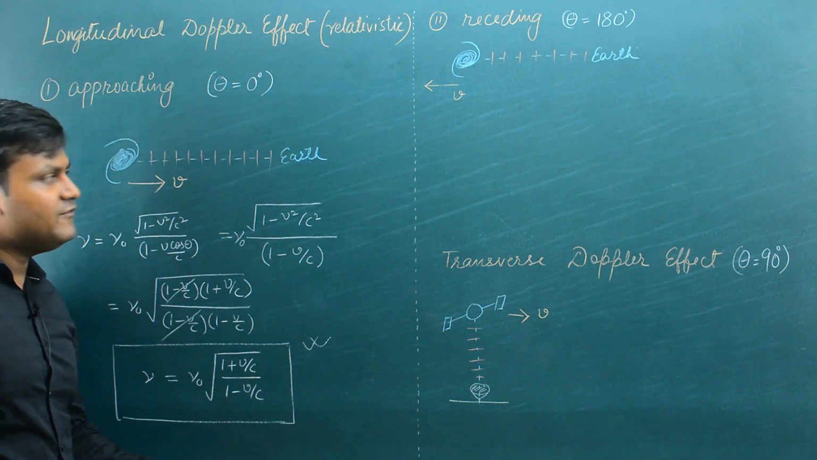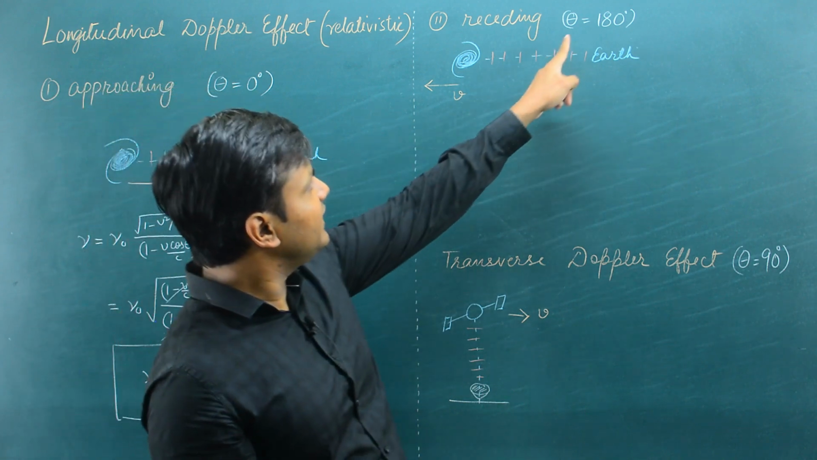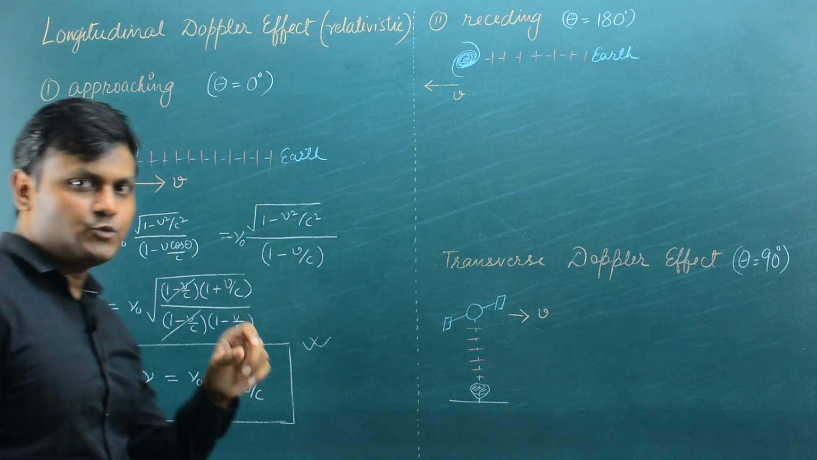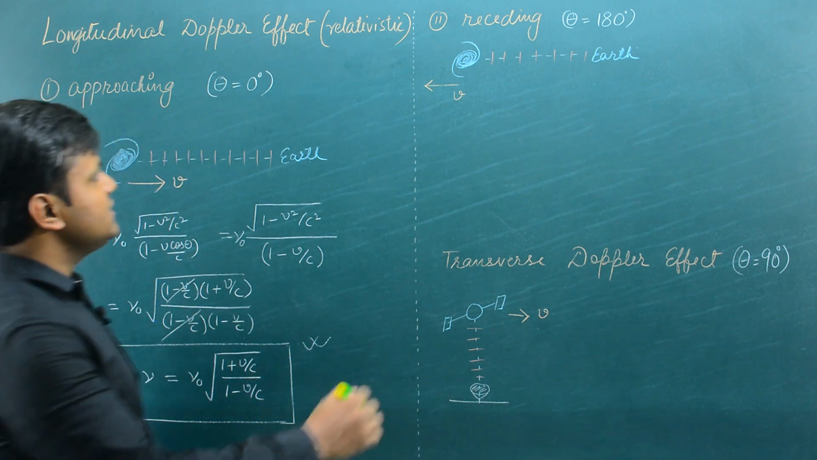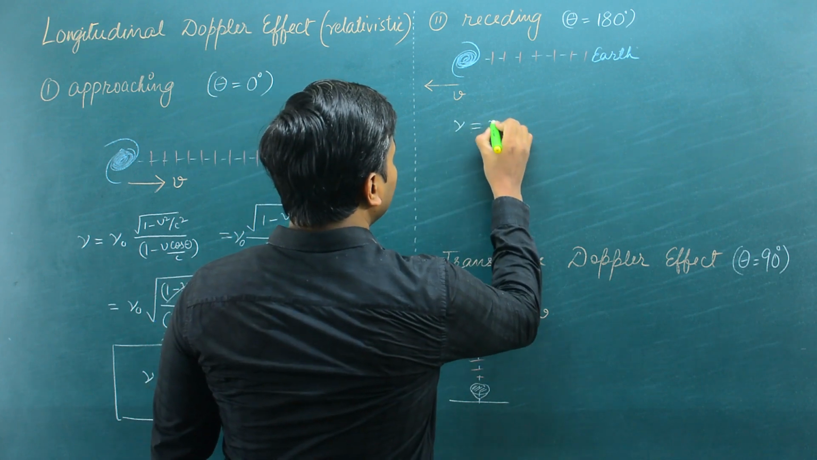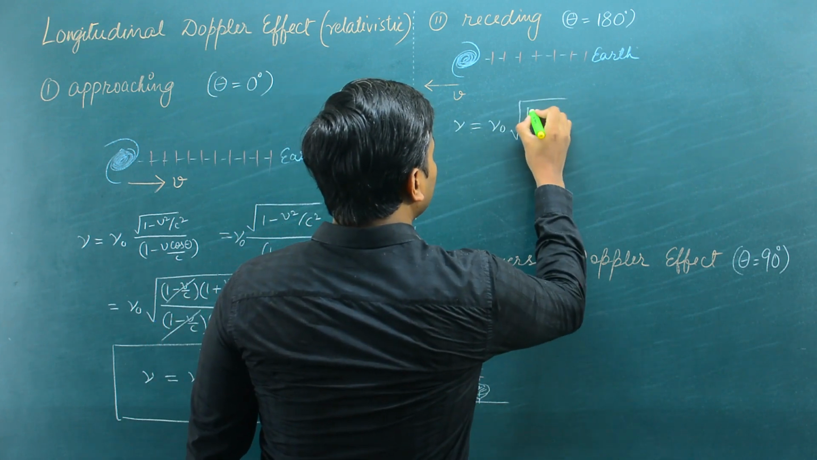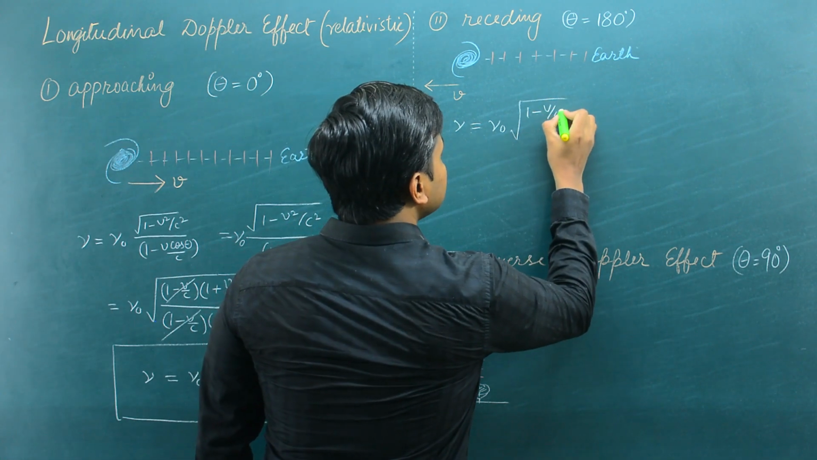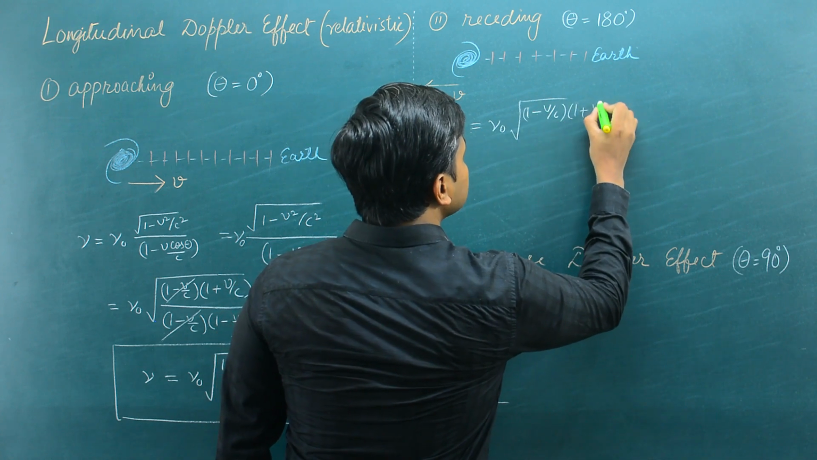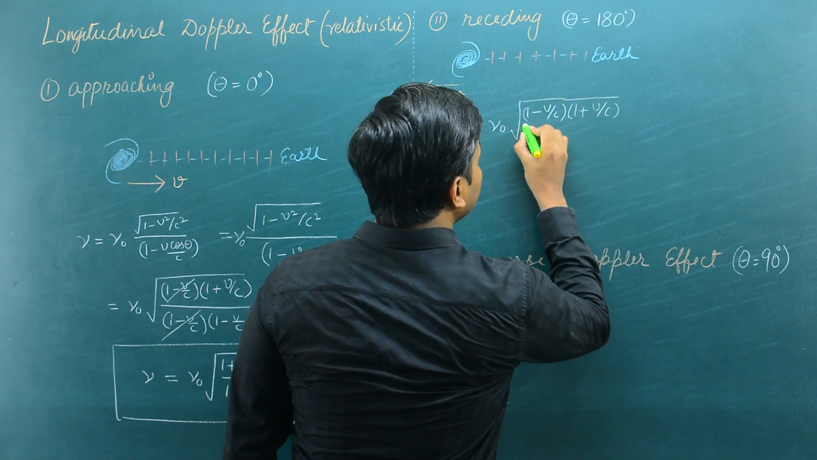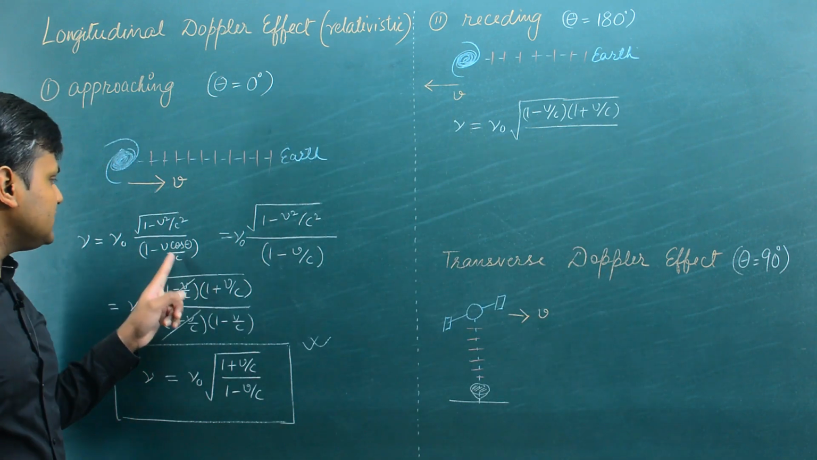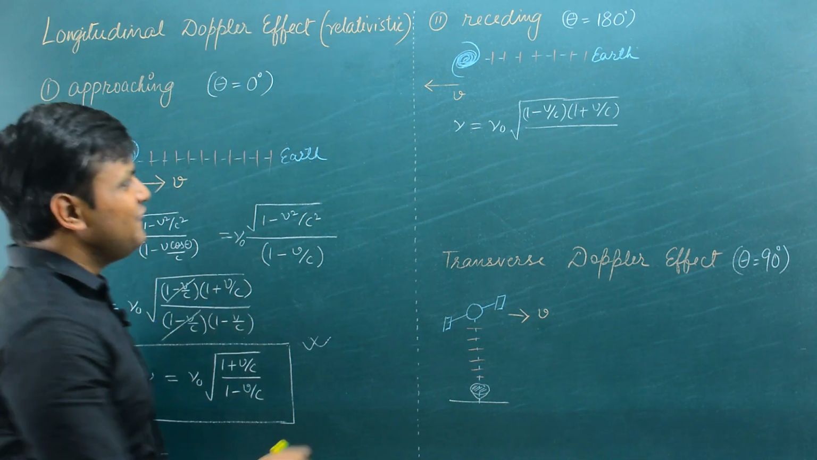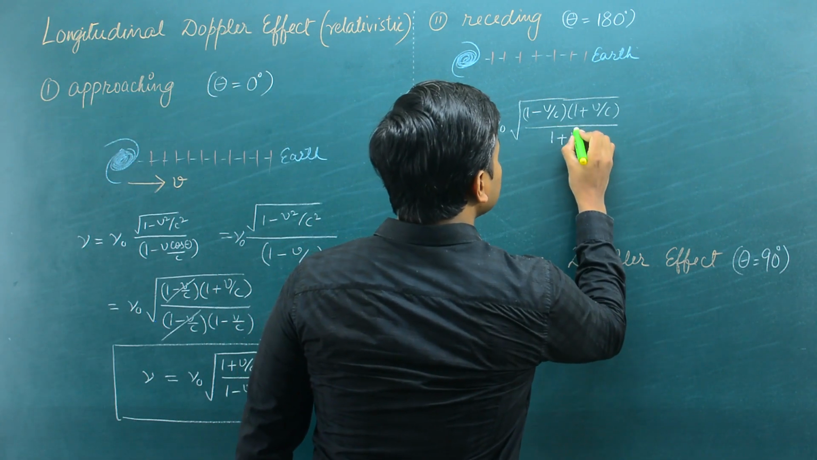Alright. Similarly, if the source was actually receding from the detector, in that case theta is going to be 180 degrees. So what is cos 180? It is minus 1. So in that situation, the formula takes the form nu is equal to nu naught root over 1 minus v square upon c square, which is simply 1 minus v upon c multiplied by 1 plus v upon c. In the denominator we will have 1 minus v upon c cos 180 degrees, which is minus 1, so it will become 1 plus v upon c.